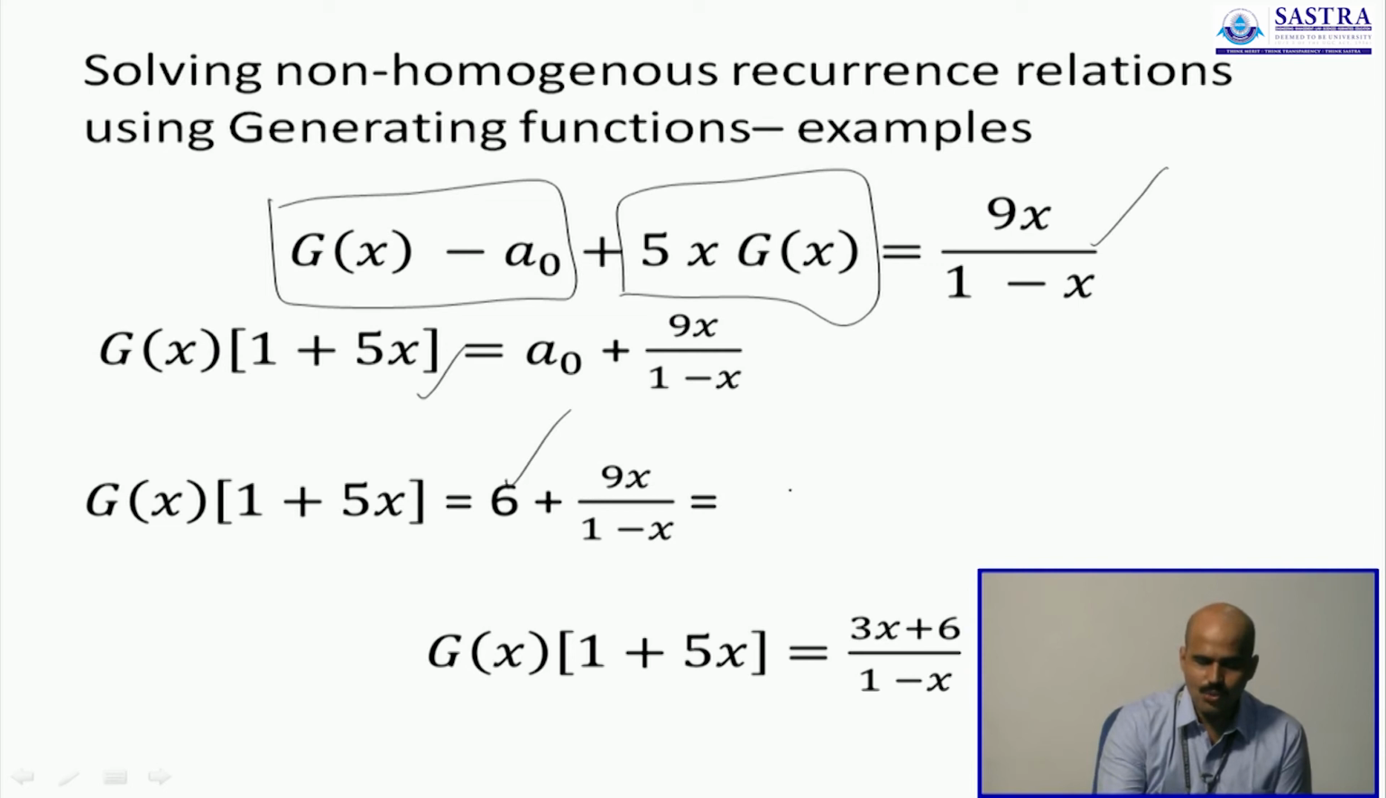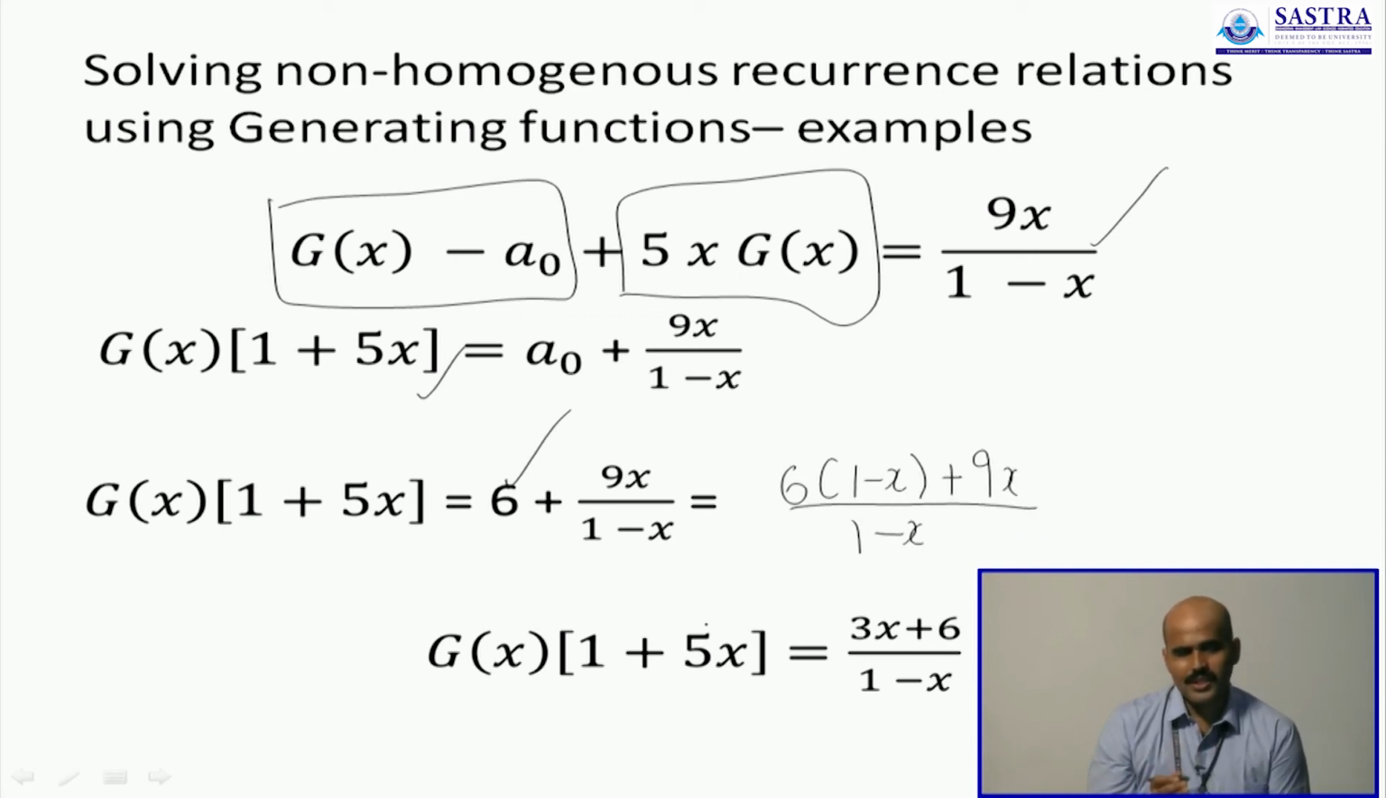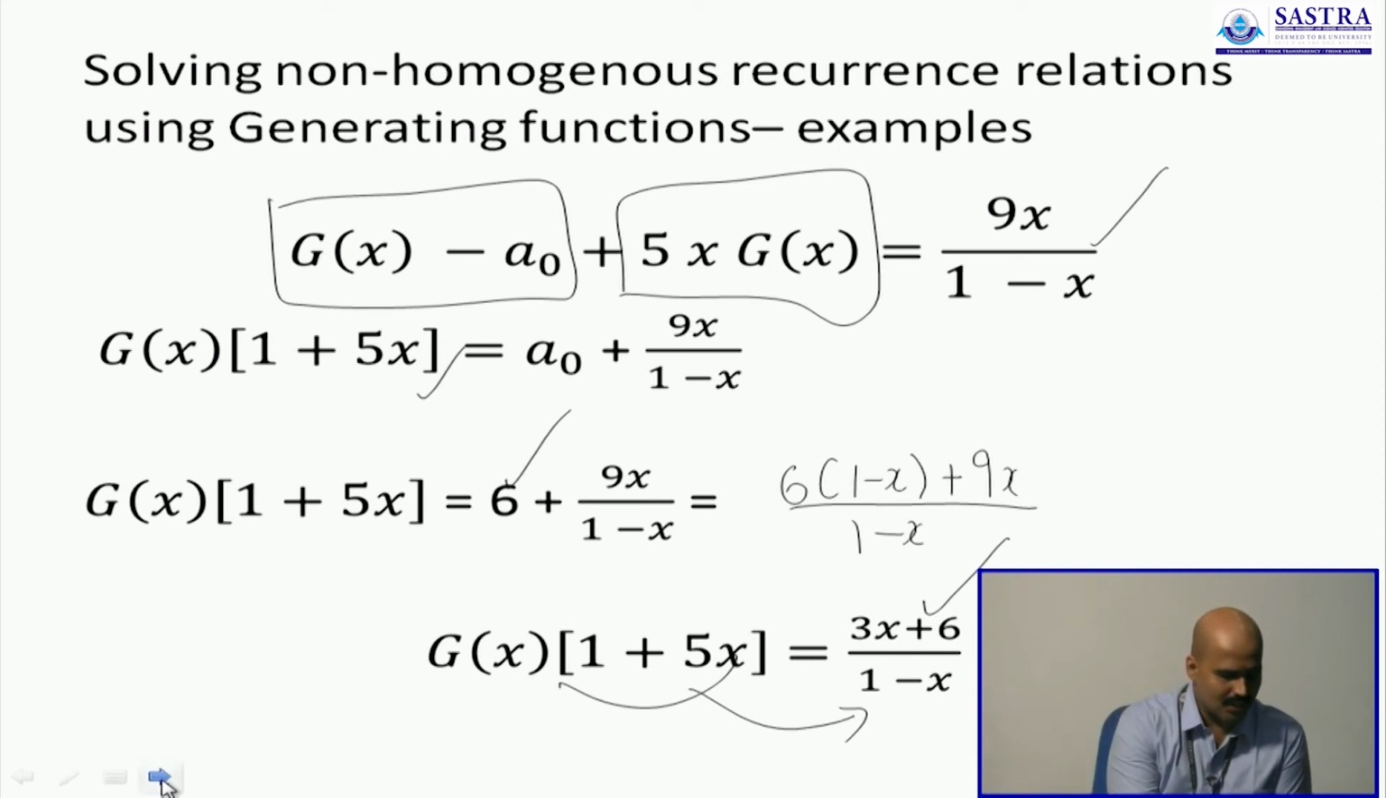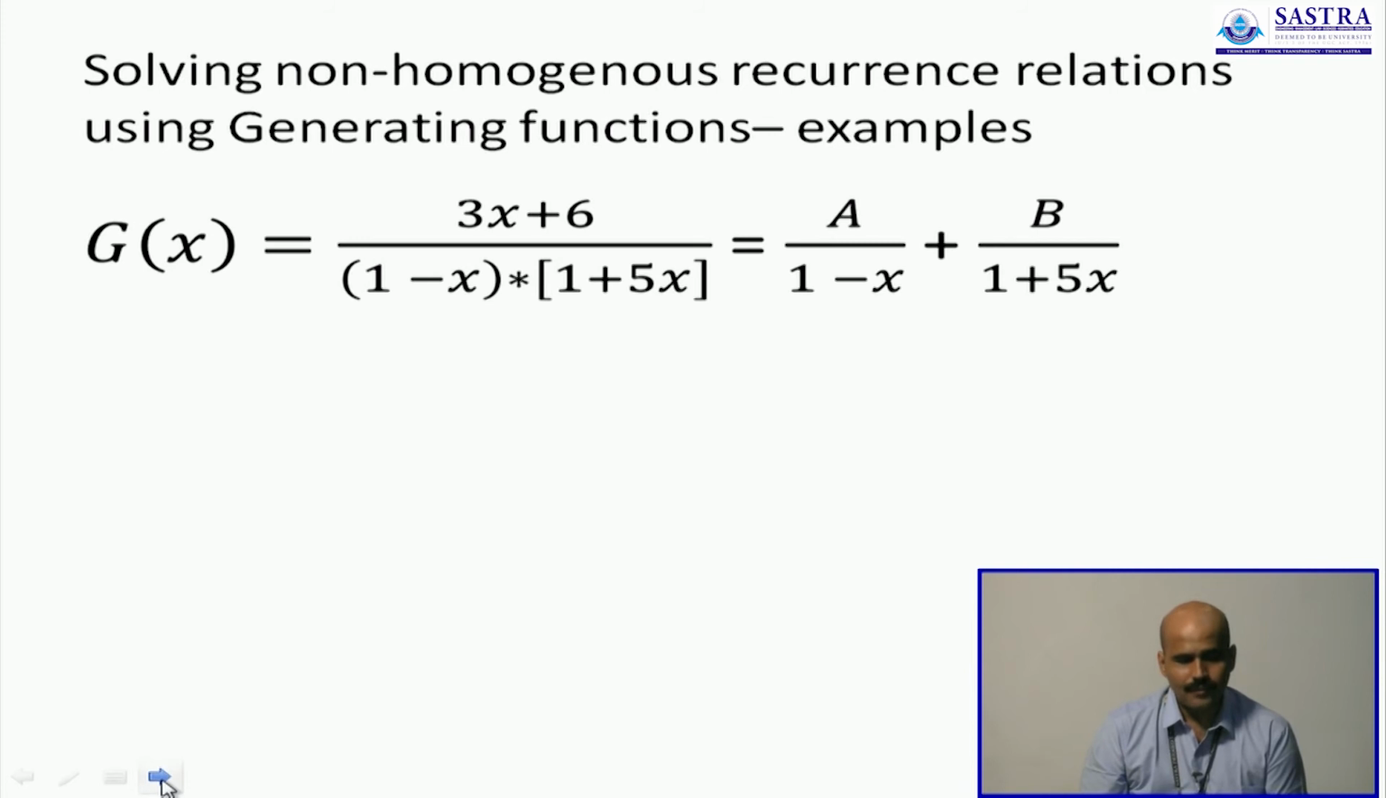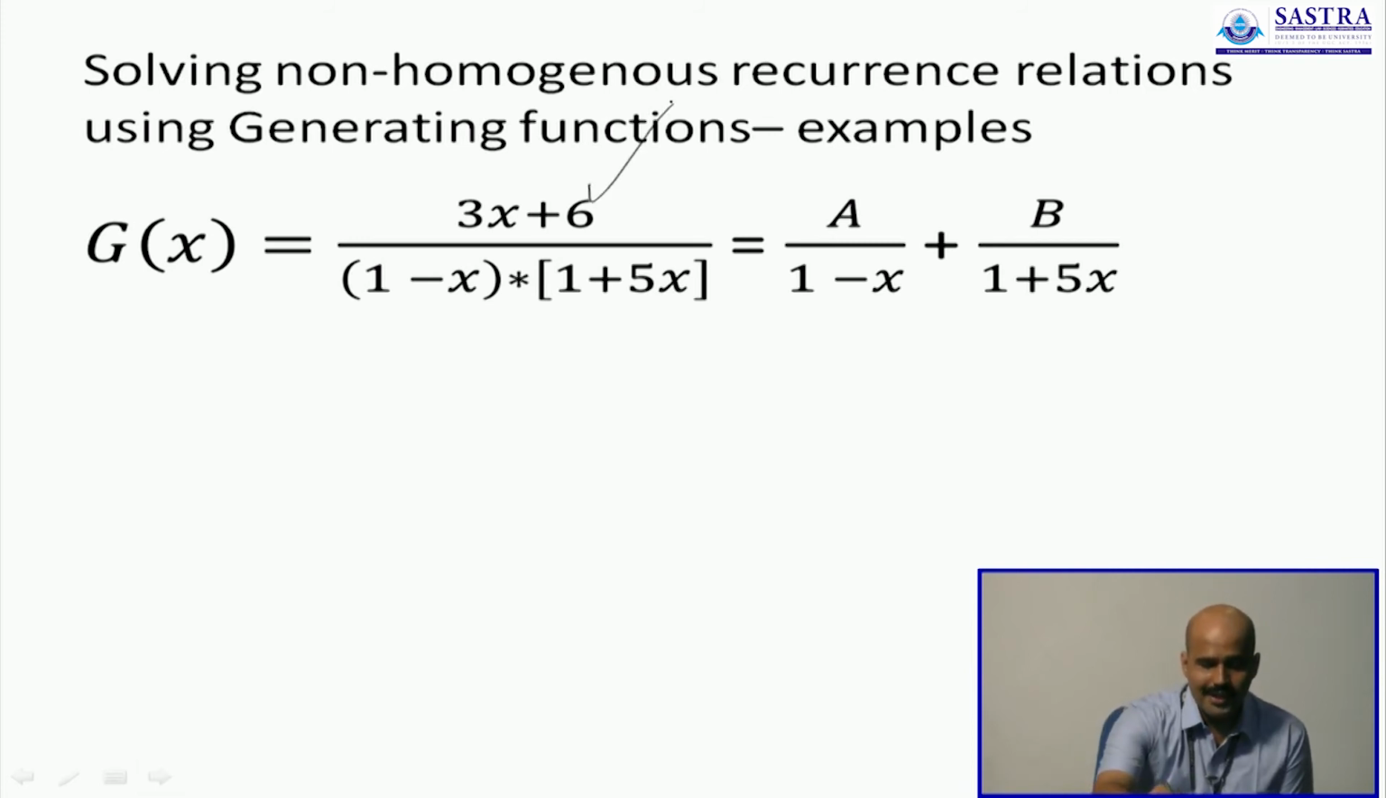And to add these two, I'll just take the LCM. 6 times 1 minus x plus 9x upon 1 minus x. That's 6 minus 6x plus 9x, and 9x and 6x give you 3x. So 3x plus 6 upon 1 minus x. So to find g of x, I'll move this to the bottom. I'll divide both sides by 1 plus 5x, and I'll have the answer as g of x to be 3x plus 6 divided by these two linear functions.